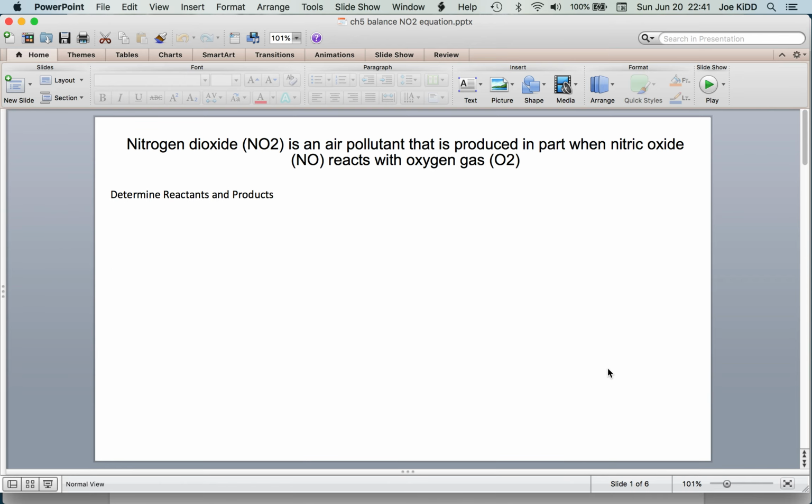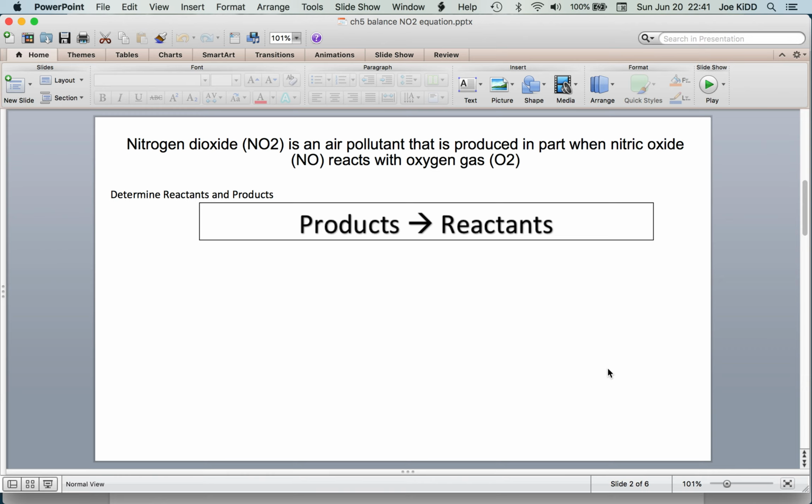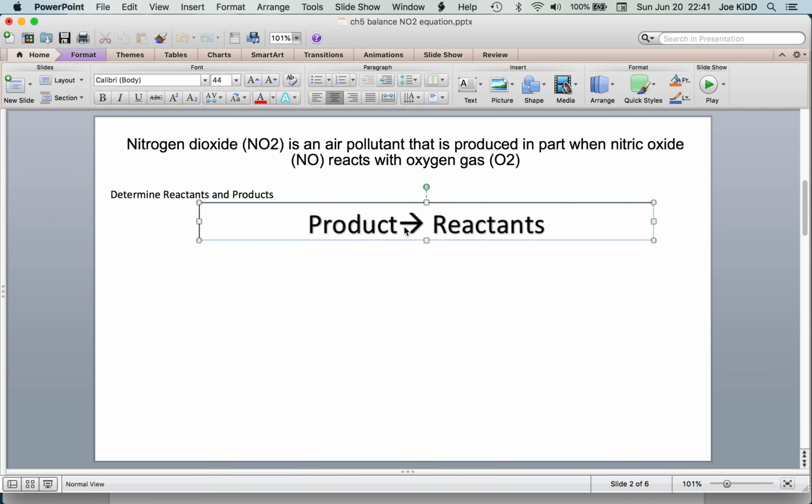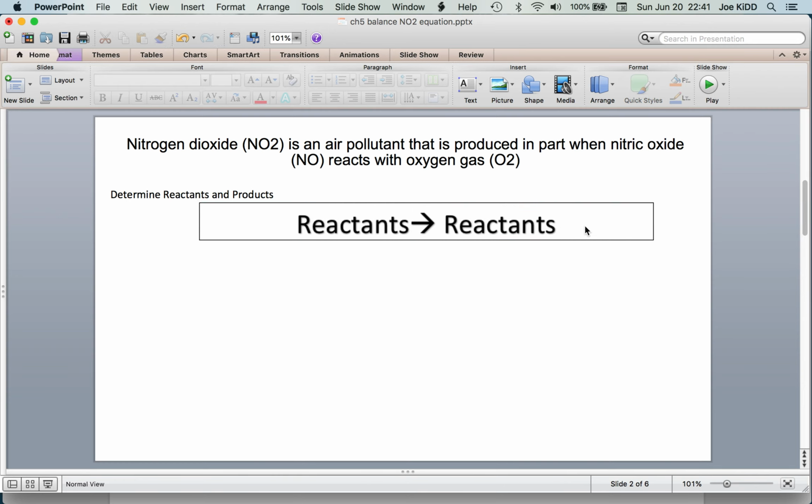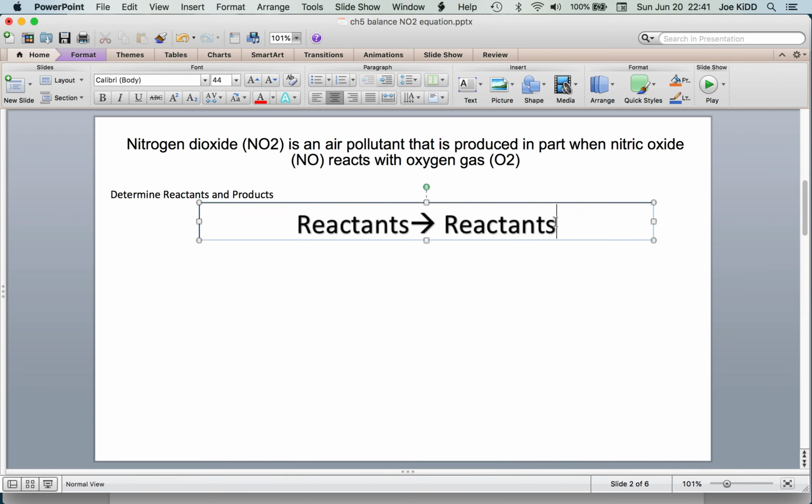So we know that products will be, oh no, that is backwards. Look at that. Let's change that right now. Reactants. See, we're learning all the time. Reactants are on the left, and our products are on the right.